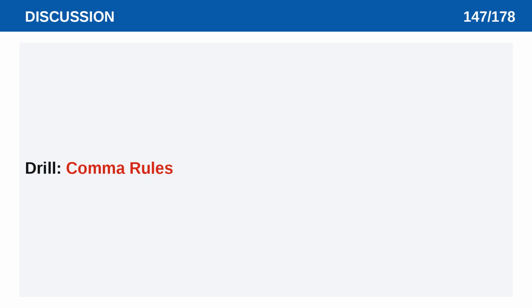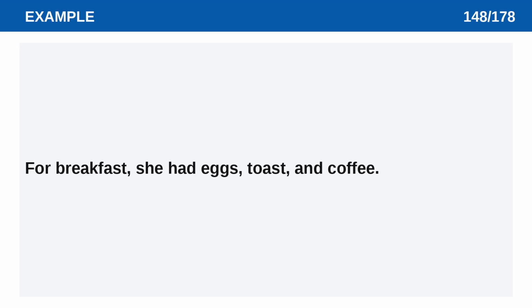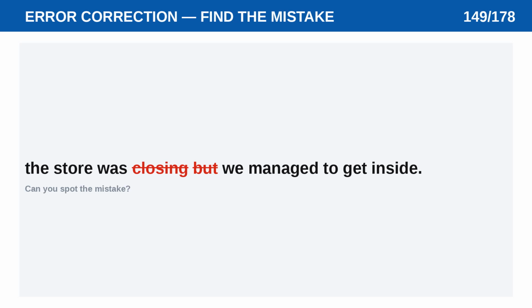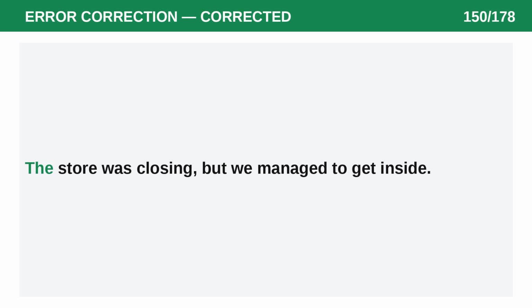Let's drill the comma rules one more time, since commas cause the most everyday writing mistakes. For breakfast, she had eggs, toast, and coffee. The store was closing but we managed to get inside. The correct sentence is, the store was closing, but we managed to get inside.